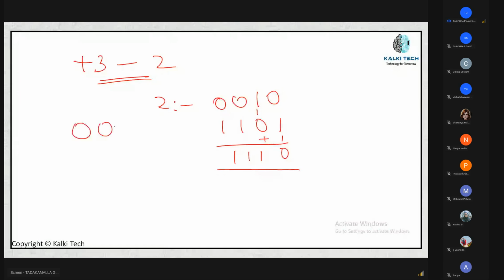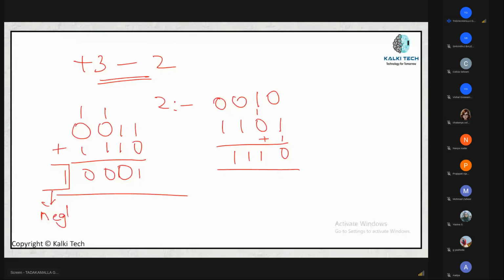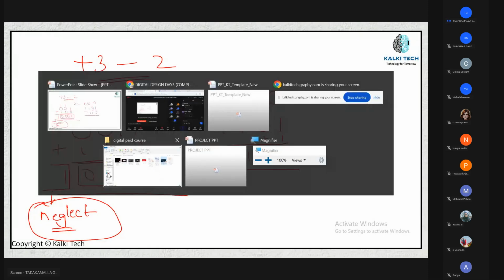So we take 0011 and add 1110. In this 2's complement method, if we get any end-around carry, we are simply going to neglect this carry. After neglecting it, what is the end result we have? 0001.